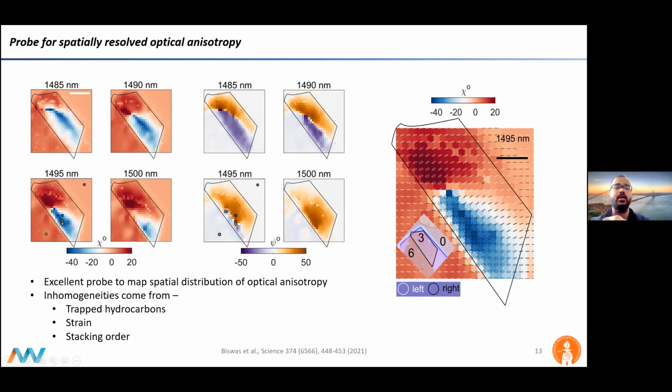And this relates to the idea of dielectric disorder that exists in most 2D devices. They come from trapped hydrocarbons, which form during the stacking process. And they provide a different dielectric screening to the exciton. And so thus your optical anisotropy gets modified. There also is strain, which is basically the result of the lattice mismatch between black phosphorus and hexagonal boron nitride. Then obviously you can have stacking order differences as well, where your 3 layers might have different stacking within the same flake, and you can get different properties.